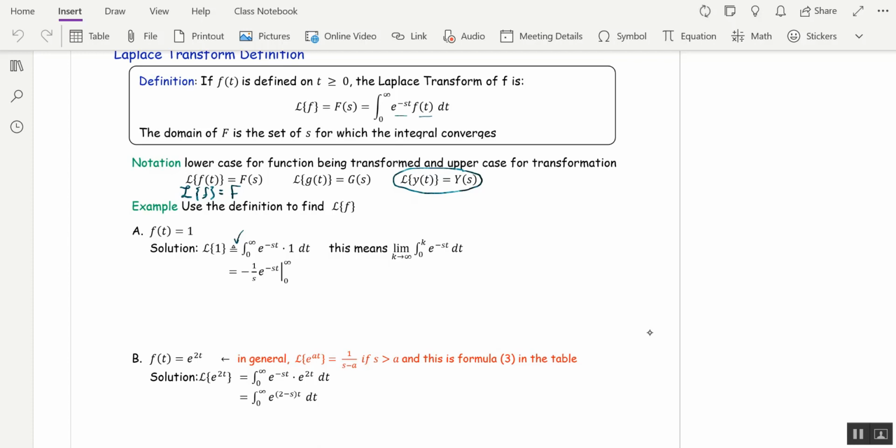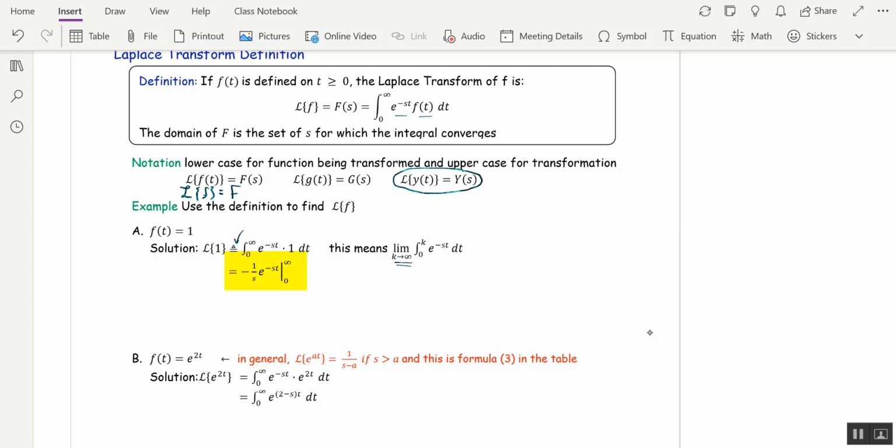But I think we've all reached a level of mathematical maturity by this point, so we can leave infinity as our upper limit and just understand that it means we're taking the limit as k goes to infinity. All right, so here we go. I've started us out. I integrated.